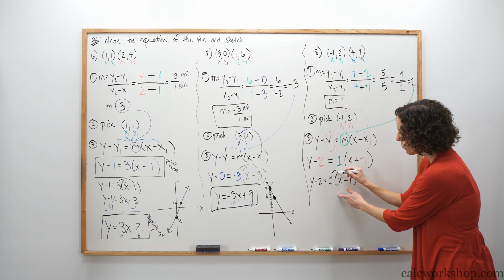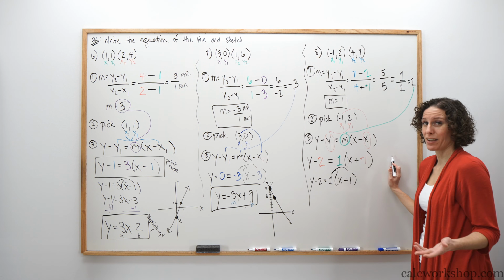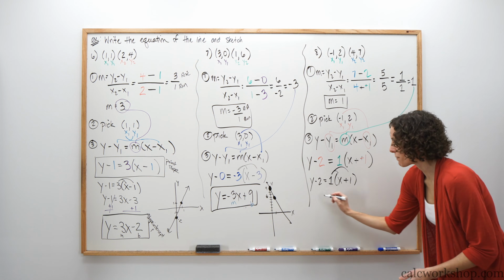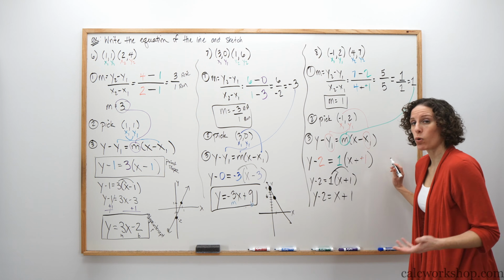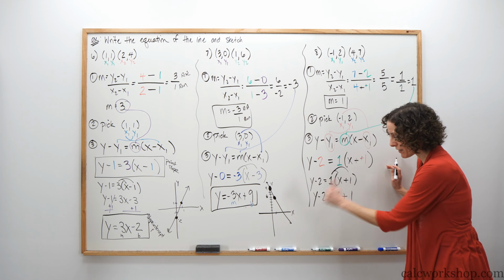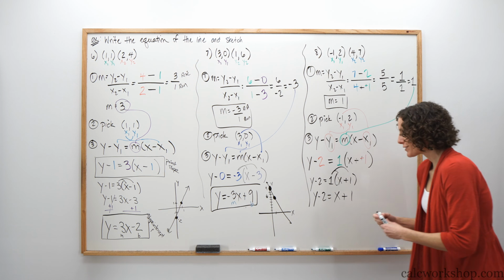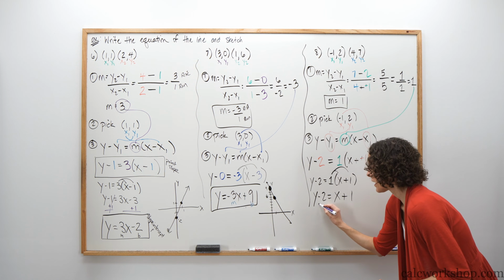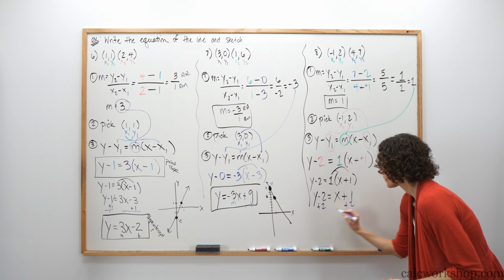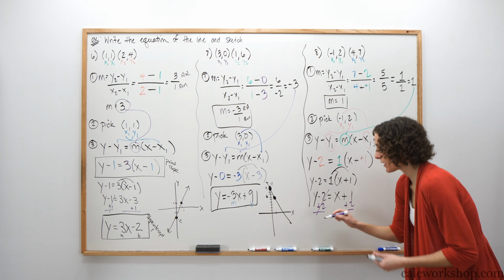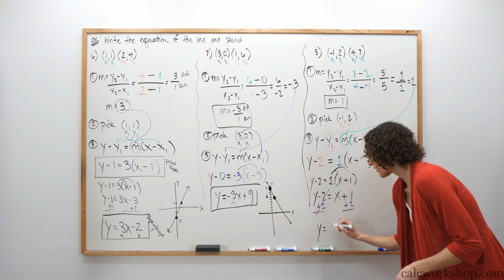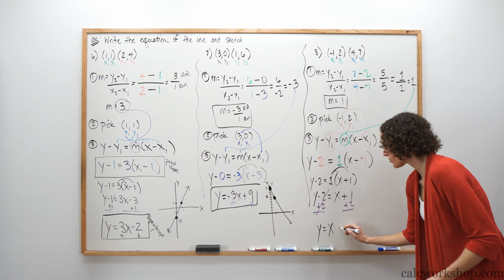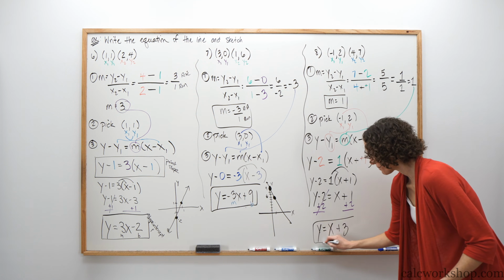Now, if we distribute 1, it's not going to change anything. 1 times anything keeps it the same. So we have y minus 2 equals x plus 1. All we got to do now is get that negative 2 and move it to the other side. So let's go ahead and add 2 to the other side. And negative 2 and positive 2, inverse operations, they wipe out. And we're left with y equals x, and then 1 plus 2 makes 3.